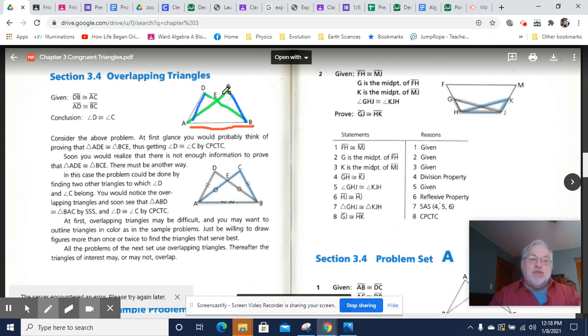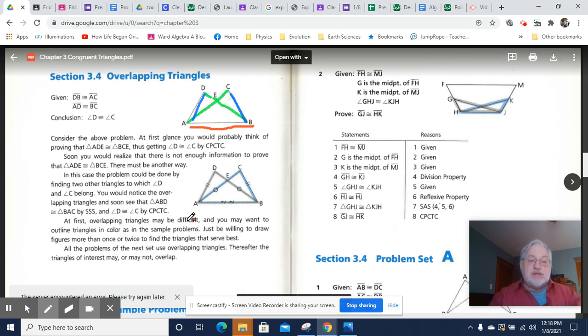And then if the larger triangles are congruent, then angle D and angle C are corresponding angles of congruent triangles and are therefore congruent by CPCTC. Okay, so that is basically it.